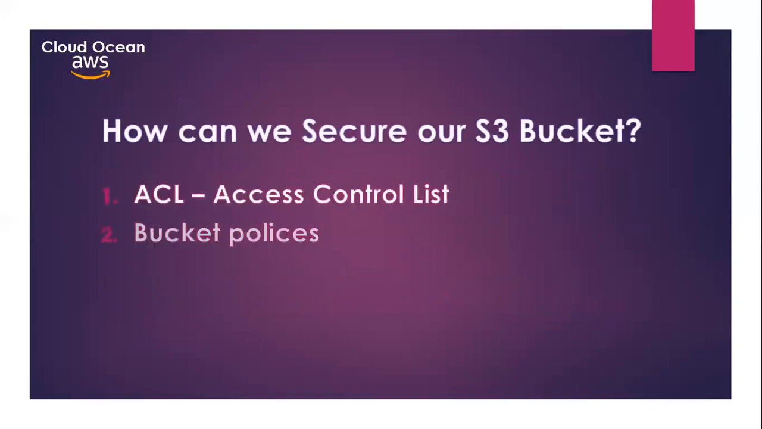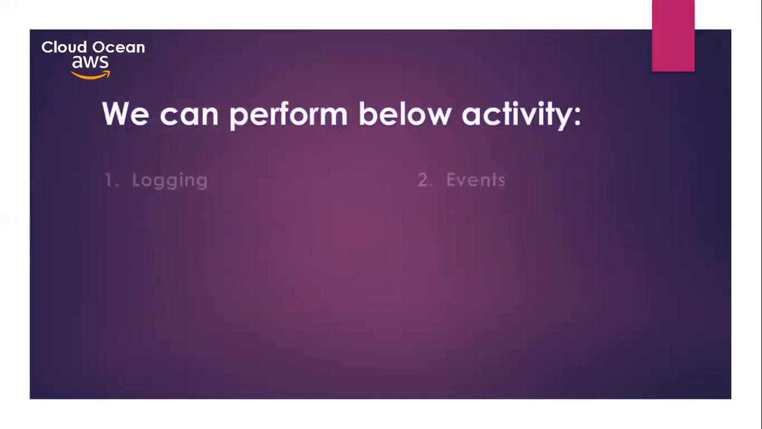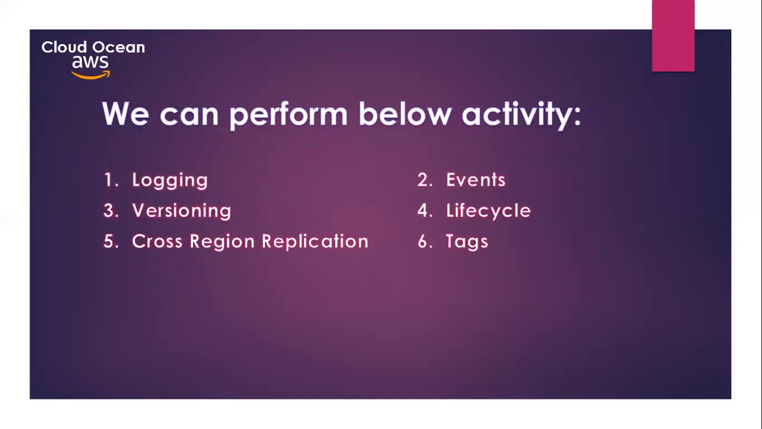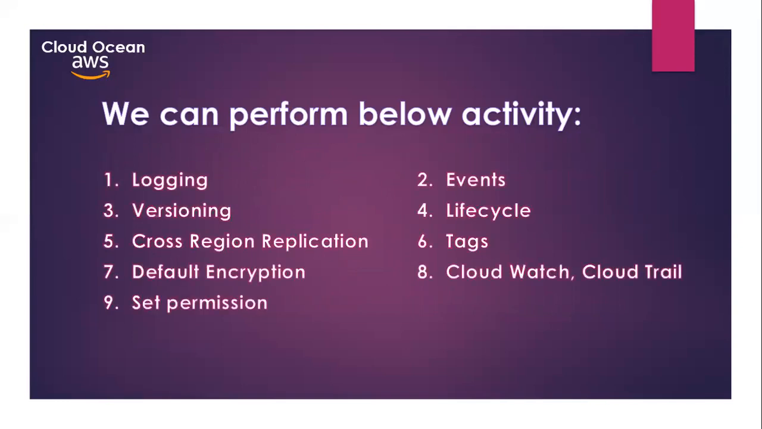So in S3, how can we secure our S3 bucket? There are two ways. The first one is ACL, access control list, and the second one is bucket policies. These are the activities that we can perform in the S3 bucket: logging, events, versioning, lifecycle, and cross-region replication.